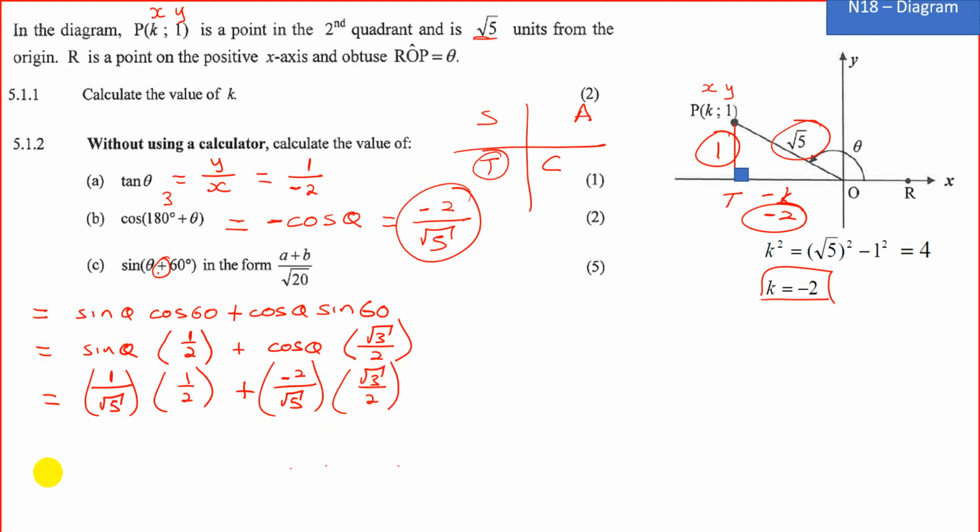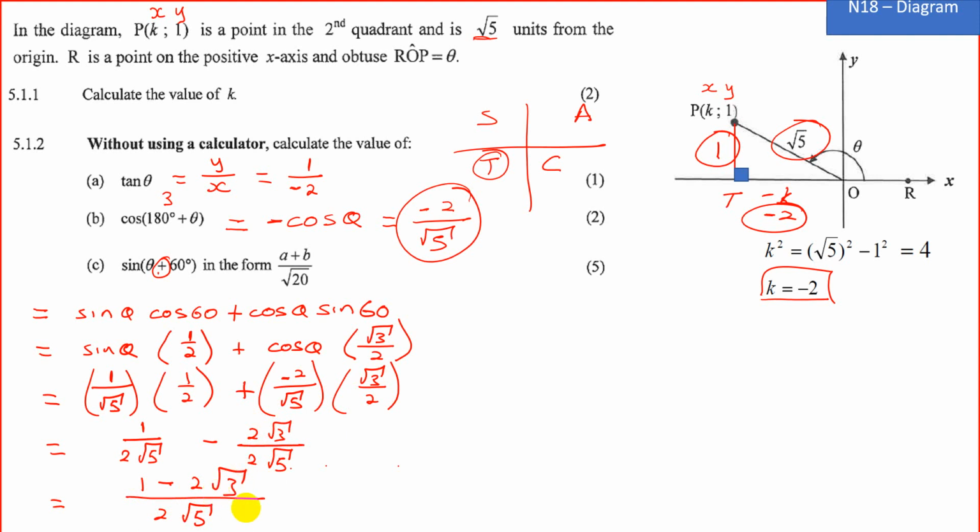So now we're going to do a simple multiplication process. Numerator times numerator, 1 times 1 is 1. Root 5 times 2 is 2 root 5. And negative 2 times root 3 will give us negative 2 root 3. And the denominator, root 5 times 2, is 2 root 5. So you'll notice we have a common denominator of 2 root 5, and we bring the numerators down: 1 minus 2 root 3.